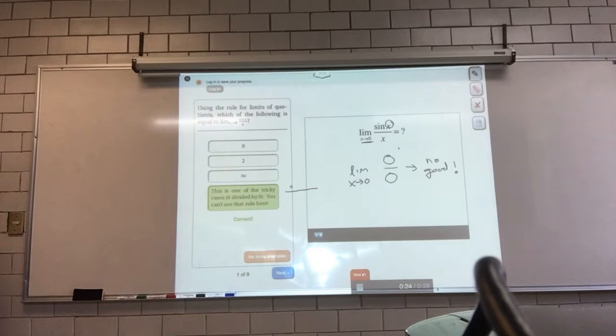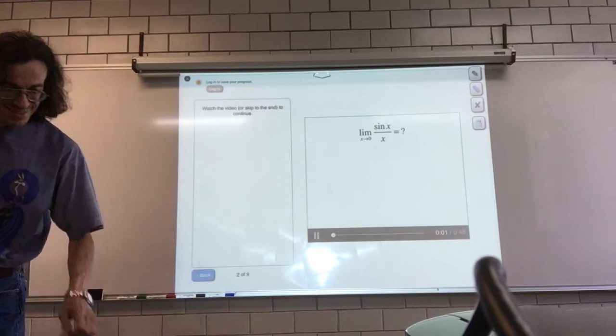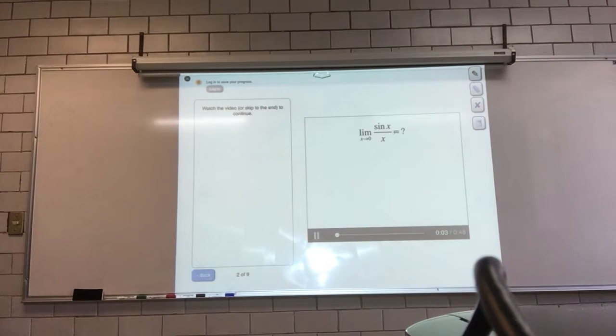So in this case, we can't use it. We can't use that quotient rule here because this limit is of the form 0 divided by 0. The good next step is to try to graph the function to see if we can guess the answer from that graph. Well, here it is. So the limit seems to be 1, but how can we prove that?